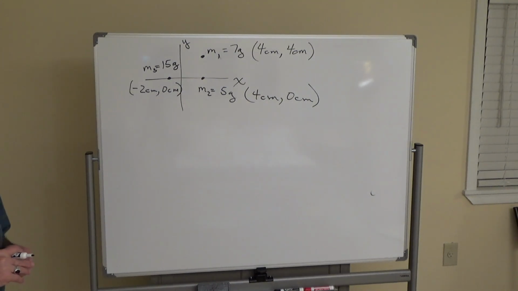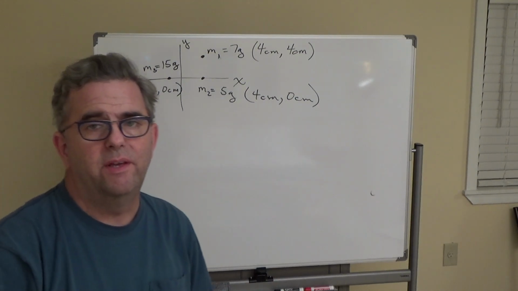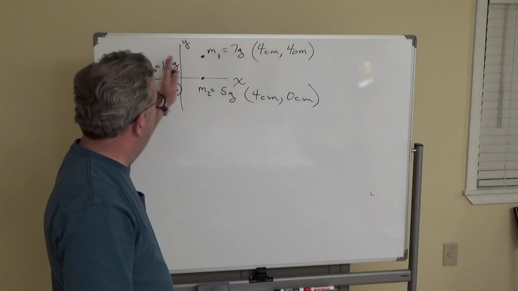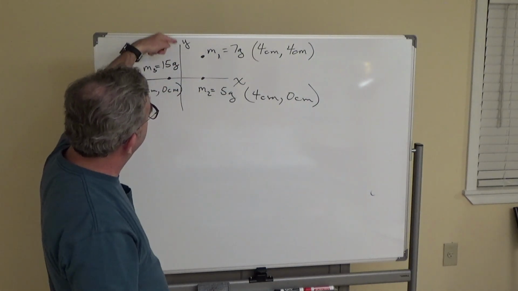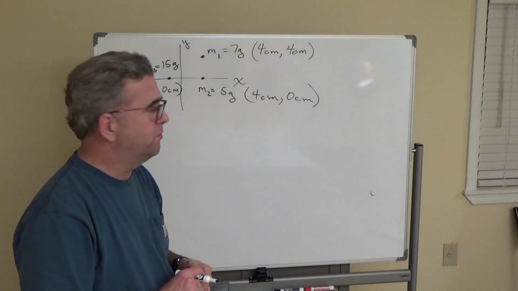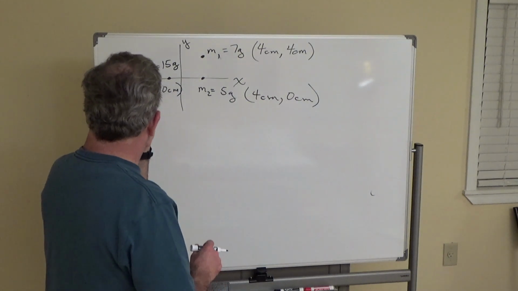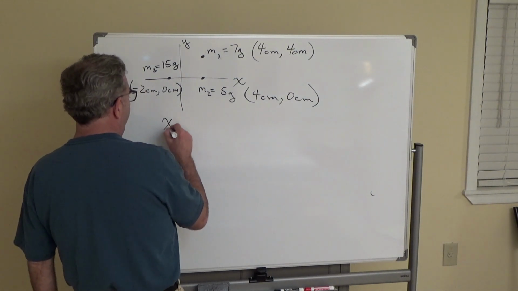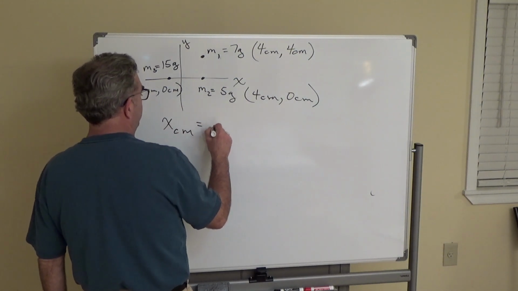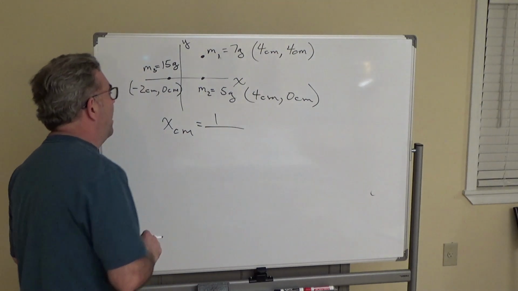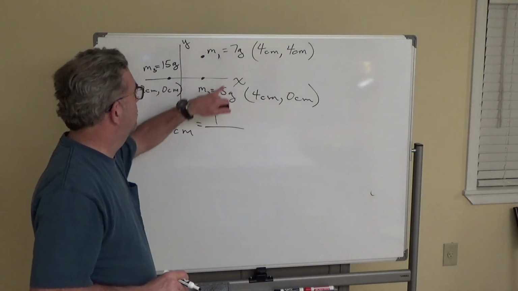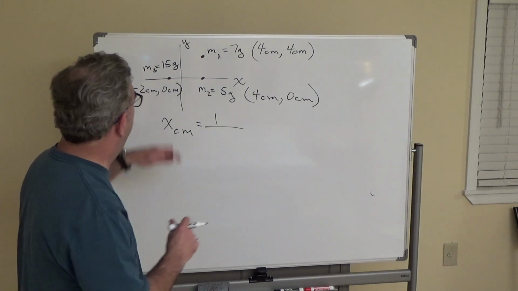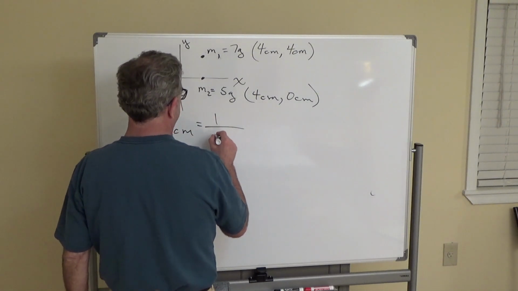So what we can do here, we can calculate the center of mass in the X direction. So where would the balance point be along this direction? And then where would the balance point be along this direction? So let's do the X direction first. So X center of mass is equal to 1 over the total mass. Well, the total mass is 12 plus 15. I didn't make it too easy on myself. 12 plus 15 is 27 grams.